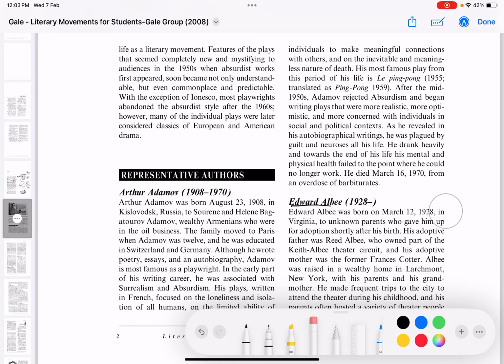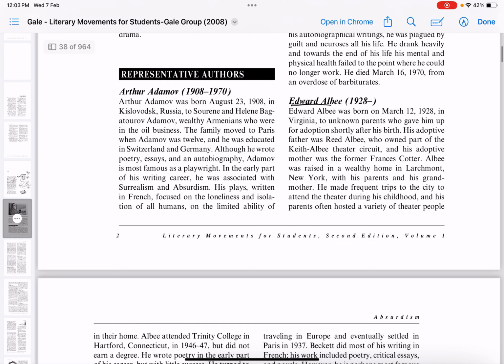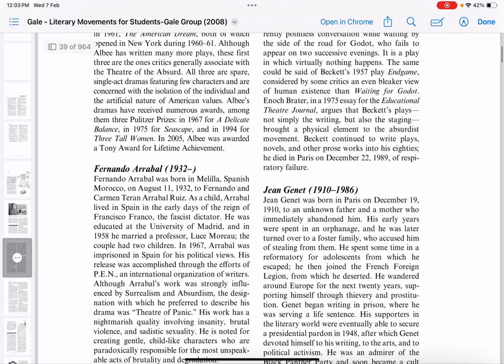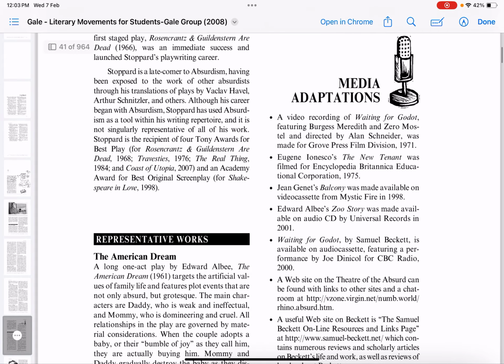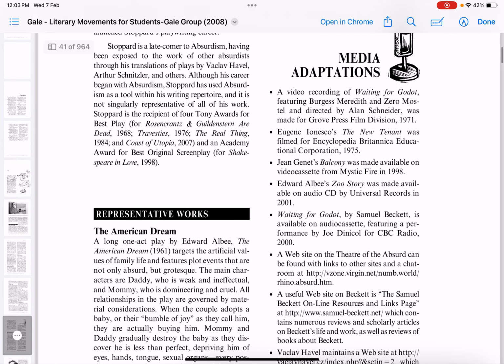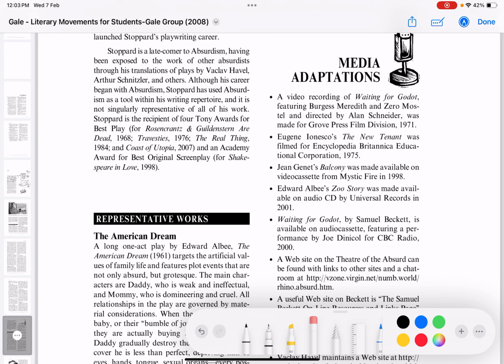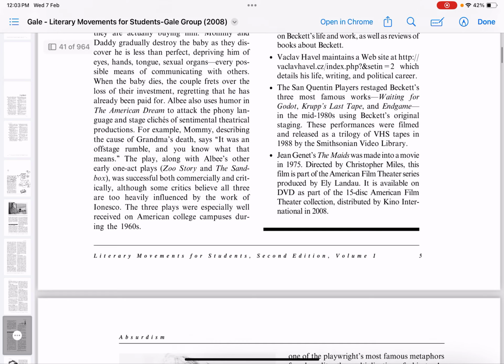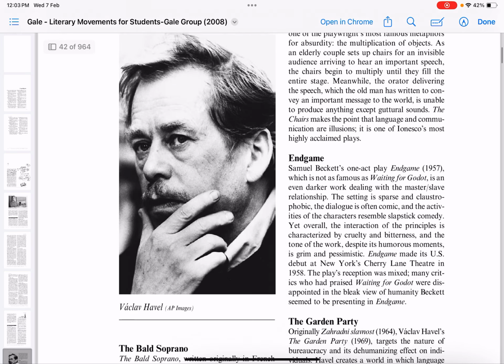Now we have Fernando Arrabal, Jean Genet, Samuel Beckett, Václav Havel, Harold Pinter, Eugène Ionesco, Tom Stoppard. Now the representative works of this theatre are The American Dream, Endgame, The Bald Soprano, The Garden Party, The Homecoming, The Cheers, The Maids, Waiting for Godot, Ping Pong.